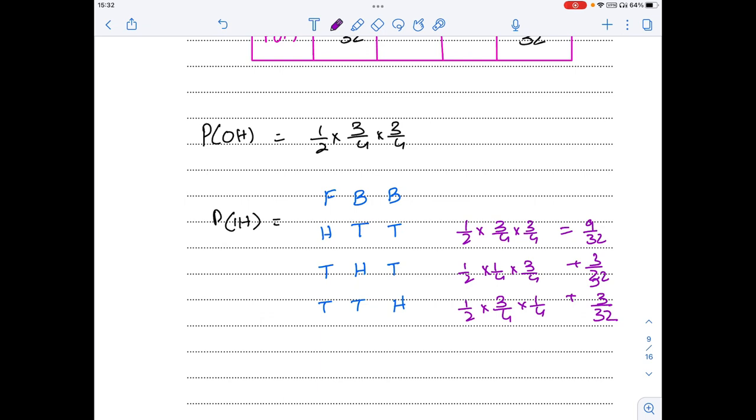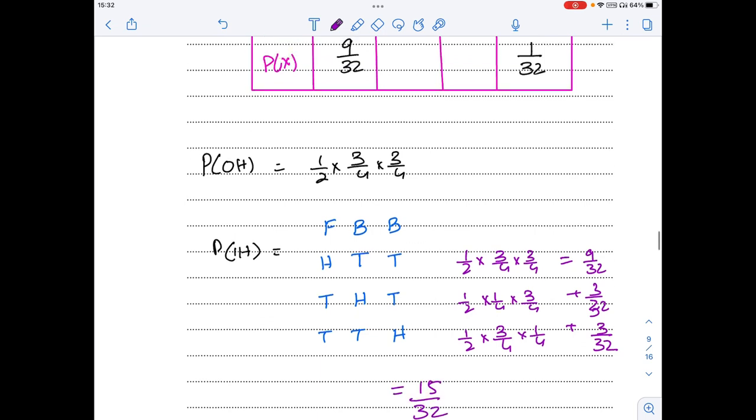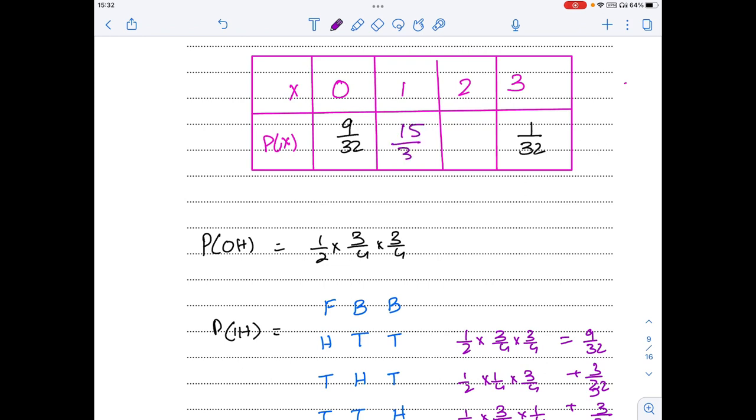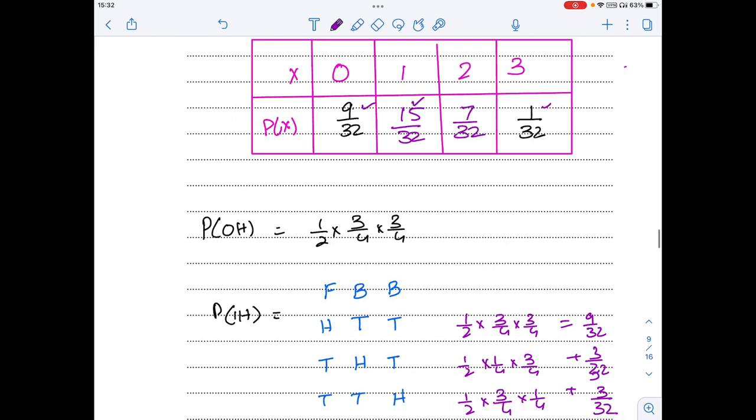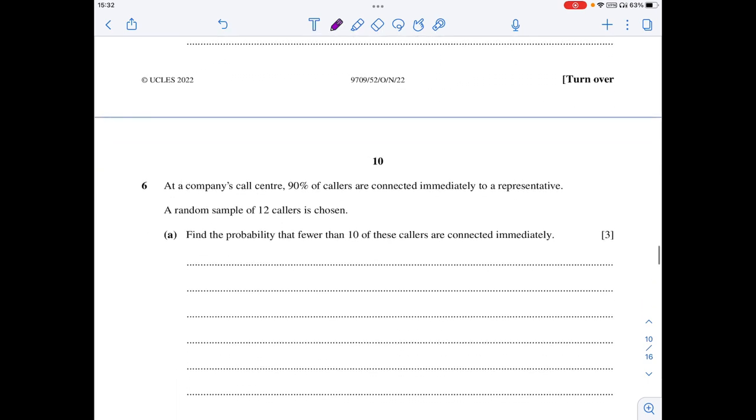So it is nothing but how much? Well, 15 upon 32. So one head is 15 upon 32. Sum of all probabilities should be 1. 9 plus 15 is nothing but 24. 24 plus 1 is 25. So this one has to be 7 upon 32. This is the probability distribution table.